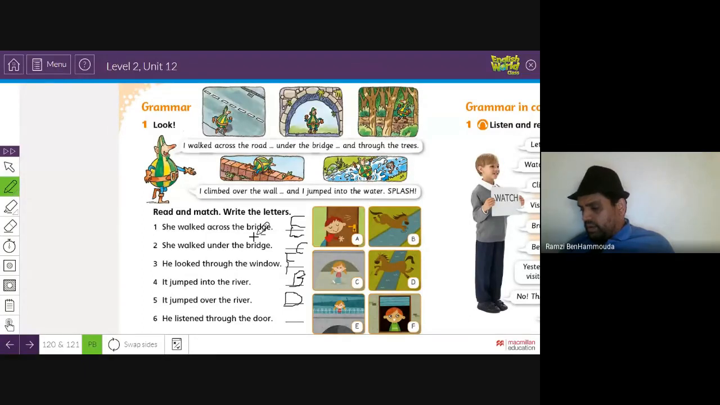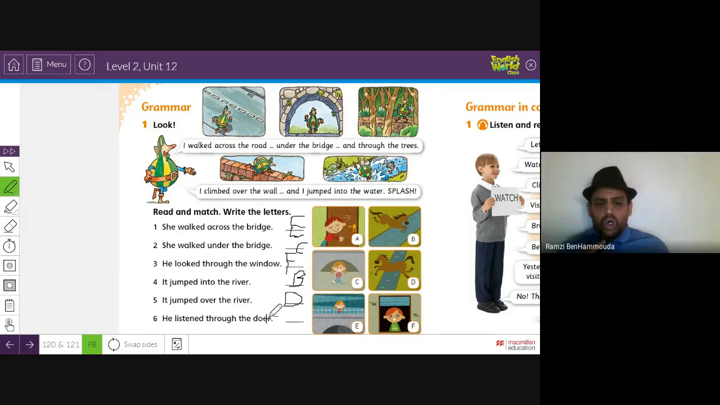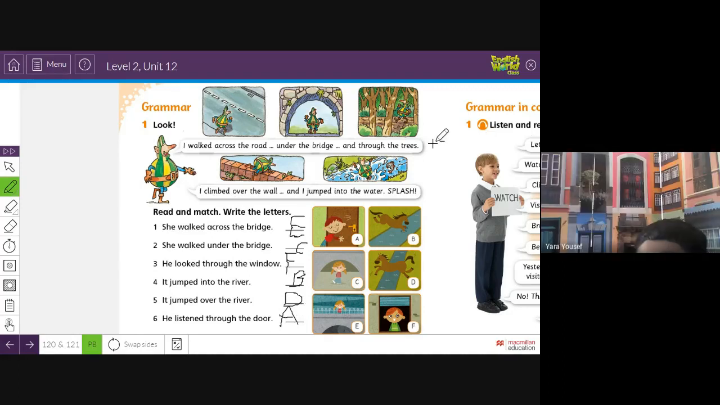Number six. Let's take Talal. He listened through the door. The door. Which picture? Picture A. Please write capital A.